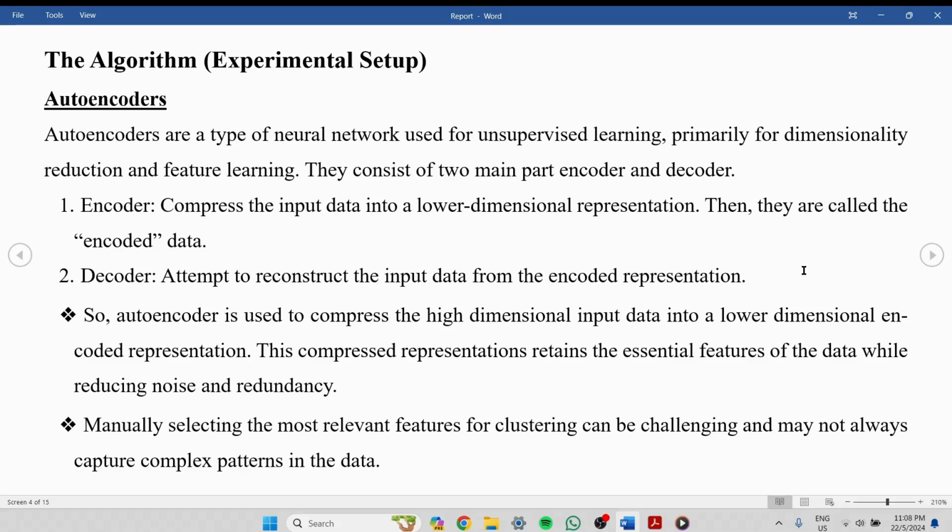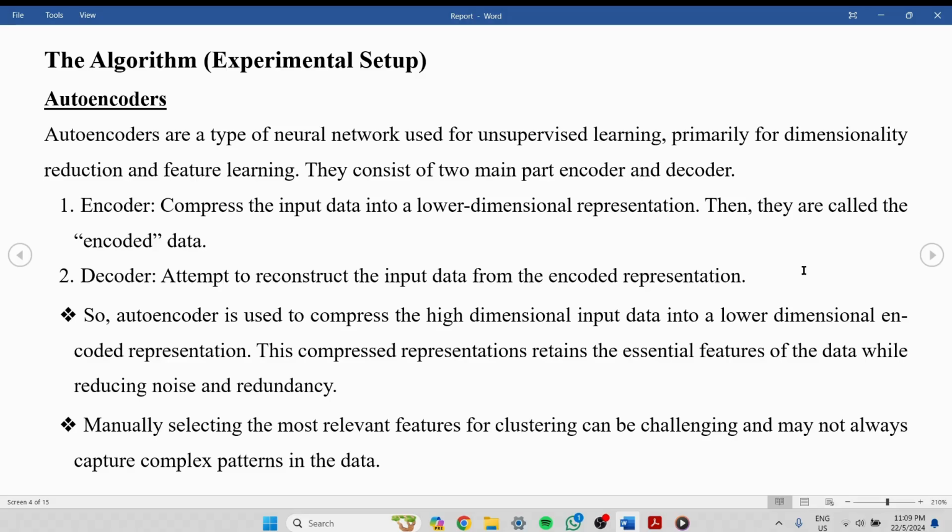So autoencoders are a type of neural network used for unsupervised learning, primarily for dimensionality reduction and feature learning. They consist of two main parts, which are the encoder and the decoder. The first part is the encoder. The function of the encoder is to compress the input data into a lower dimensional representation, which is then called the encoded data. The second part is the decoder. The functionality of the decoder is to attempt to reconstruct the input data from the encoded representation.